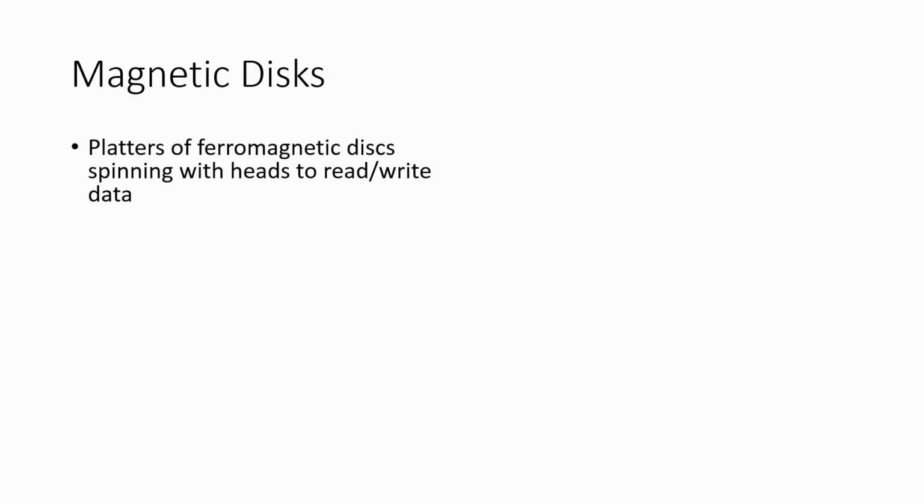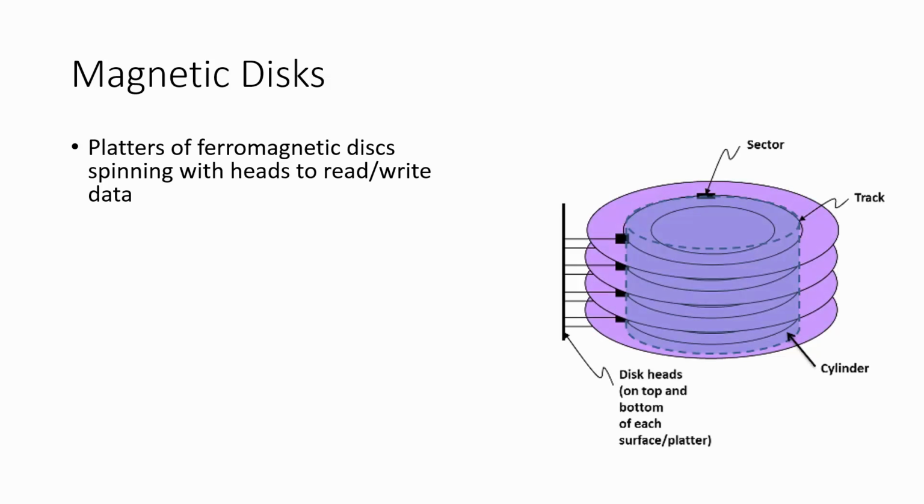So let's look at some of the persistent disk technologies that we will be covering. First, we have magnetic disks, and these are nothing but platters of ferromagnetic disks with spinning heads that can read and write data. Now, we have a cross-section view of a disk, which consists of multiple disk platters, and we have heads that spin on platters. These heads are on both the top and bottom of each platter, so that's a surface.